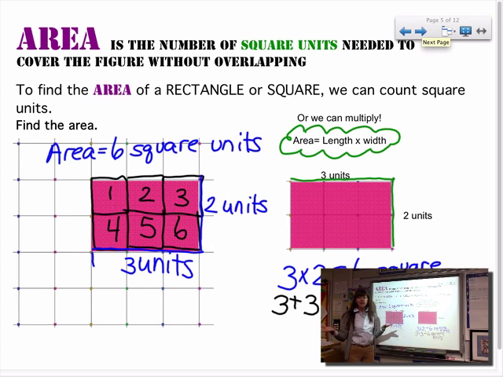So just like last week when we were learning about perimeter, we can find area using multiplication, and we know that multiplication can also be represented by repeated addition. Let's try another example.